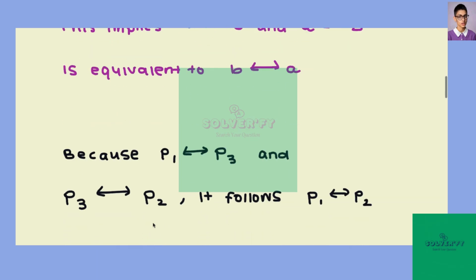Okay, so remember, P1 if and only if P3, and P3 if and only if P2, it logically follows that P1 if and only if P2. Essentially, another way you can think about this is that P1 is a biconditional relationship with P3, and P3 is a biconditional relationship to P2. This must mean that P1 has a biconditional relationship to P2 using these biconditional relationships.